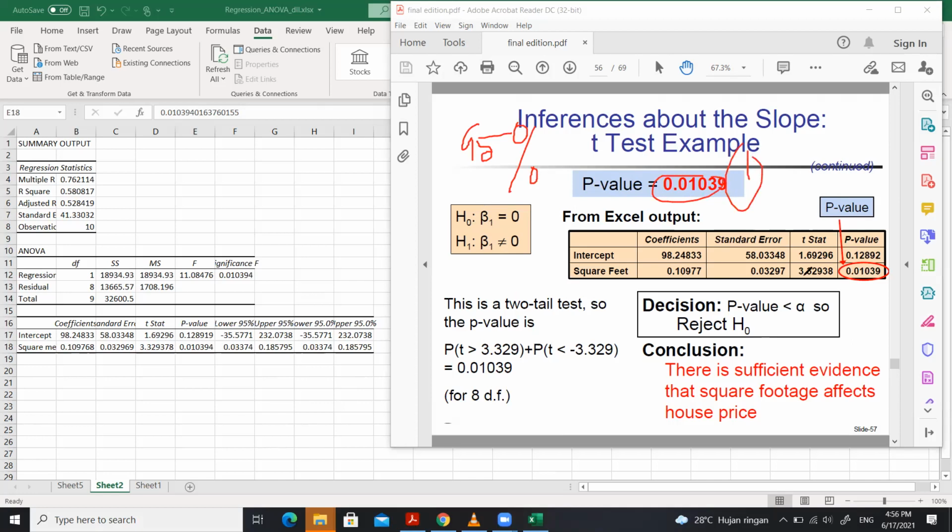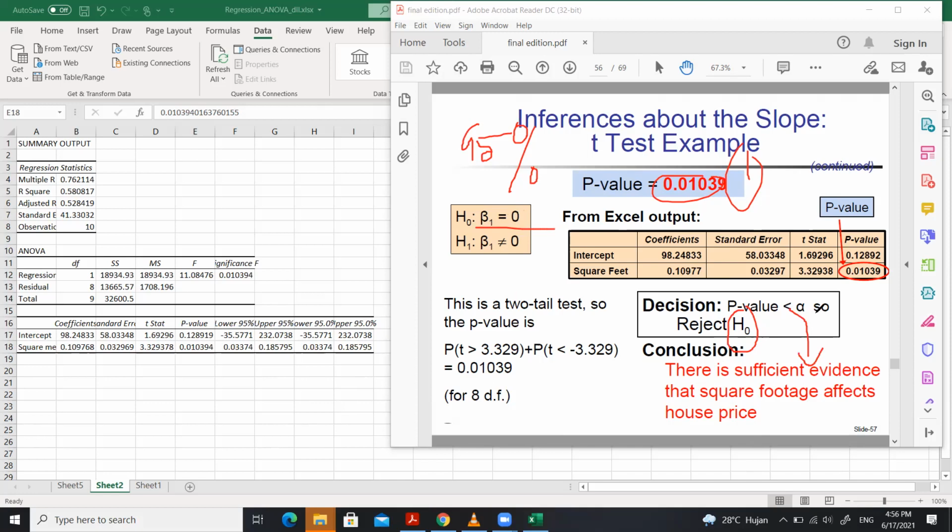So in this case, it means that we reject the H0. We reject the H0. So in this case, there is sufficient evidence that square feet affects the house price. This is another test, and fortunately we arrive at the same conclusion.